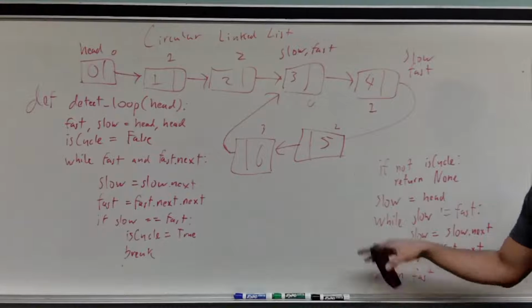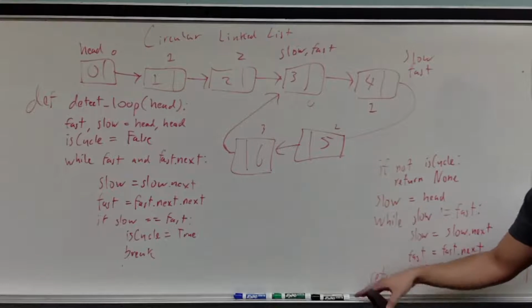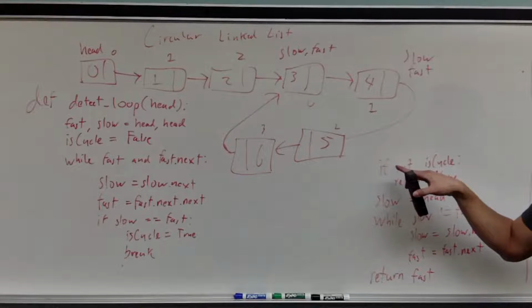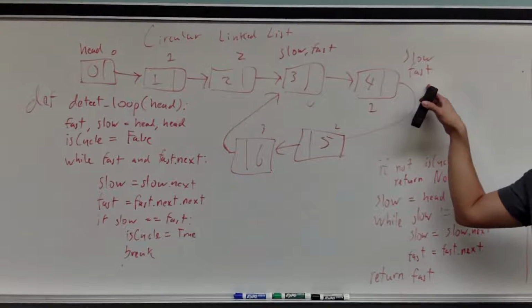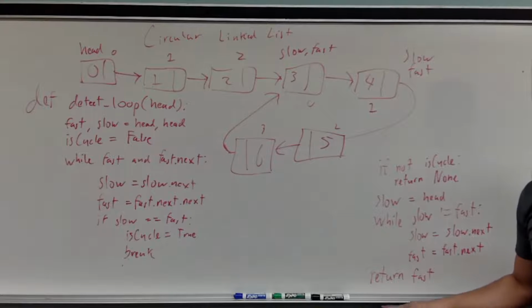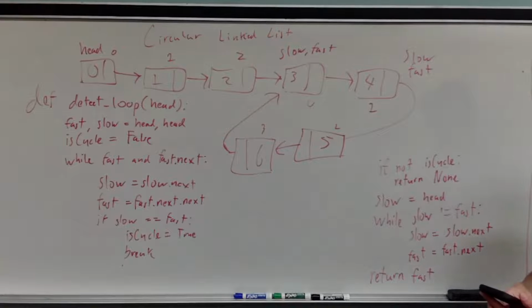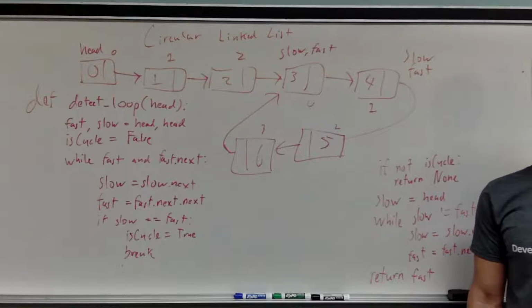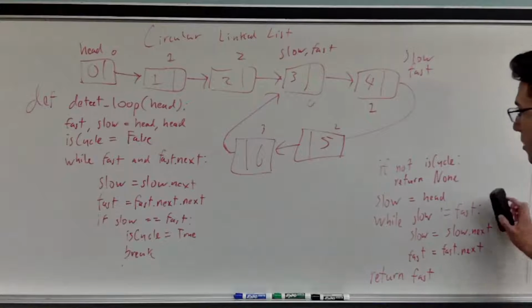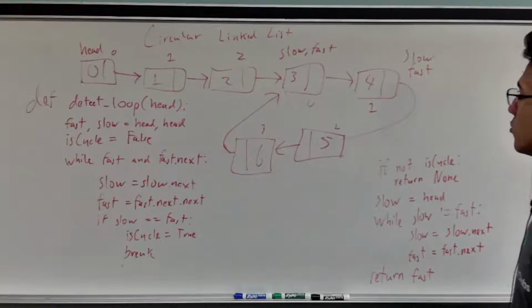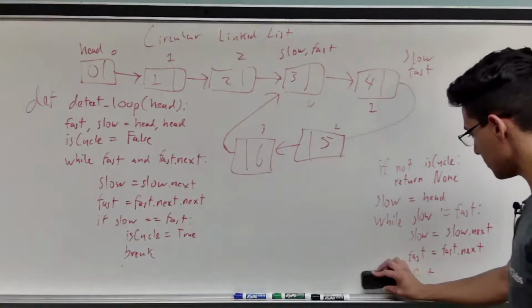How many times did fast go around the cycle to meet up with slow? That's an interesting problem. Okay, I mean, how much time do we have? Oh wow, we only have 20 minutes. Do you guys want to go over this, or do you want me to? I should go over doubly. Yeah, I'll do doubly. You guys figure out how many times fast goes around the loop to meet up with slow on your own time.